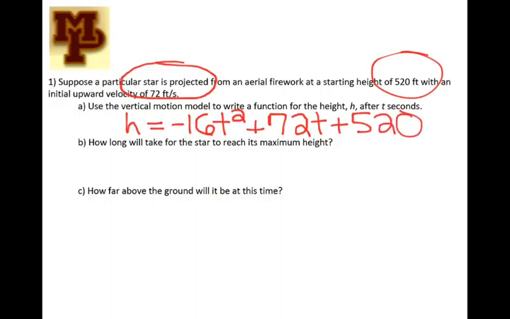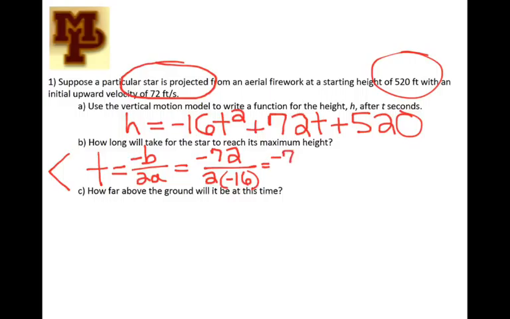How long will it take the star to reach its maximum height? So then we need to find the vertex to answer both of those questions. So we're going to go t equals negative b over 2a. So the opposite of b, so negative 72 over 2 times negative 16. So that's negative 72 divided by negative 32. And you can just grab a calculator for that. 72 divided by 32. So 2.25, so 2.25 seconds is when it reaches its maximum height.